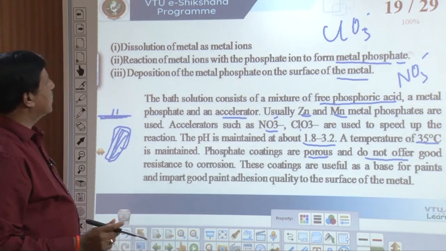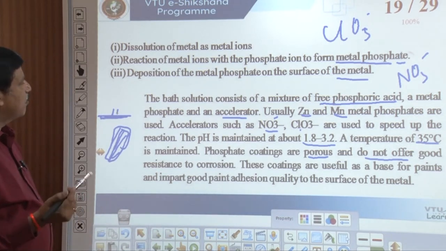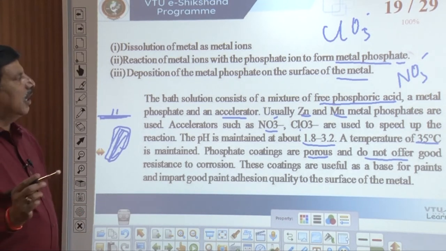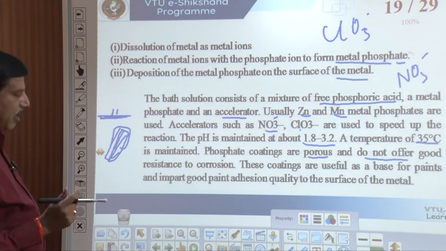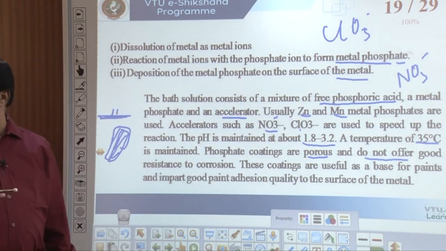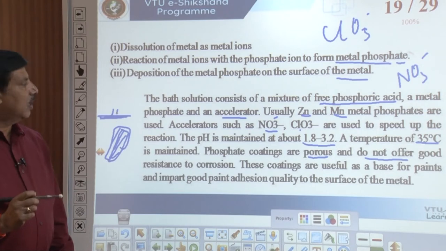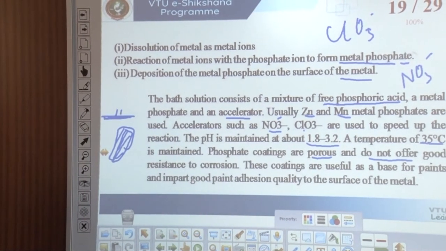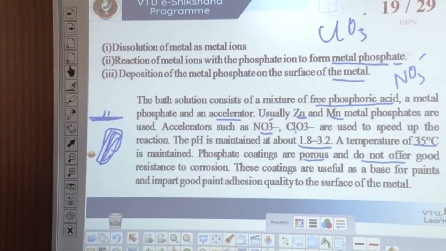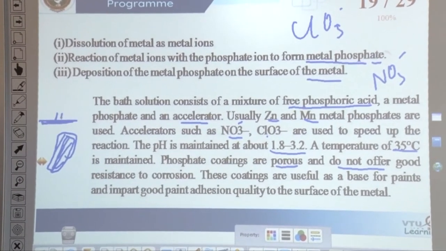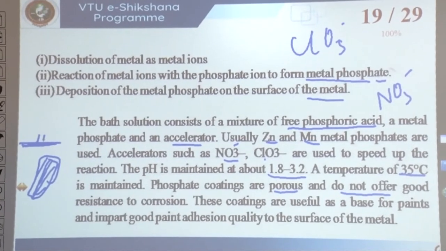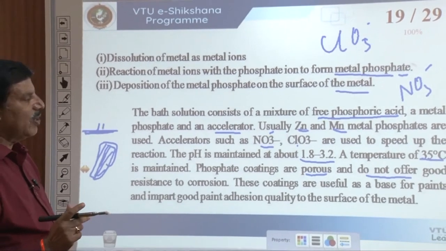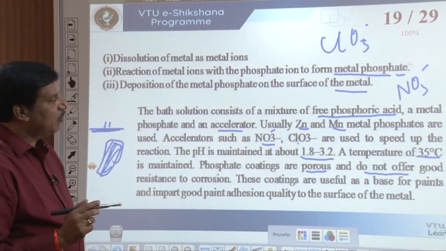As I told you, the process involves dissolution of metal into metal ions, reaction of metal ions with phosphate ion to form metal phosphate, and deposition of metal phosphate on the surface of the metal. The bath solution consists of a mixture of free phosphoric acid, a metal phosphate and an accelerator. Usually zinc and magnesium metal phosphates are used. The pH has to be maintained at 1.8 to 3.2, and the temperature at about 35 degrees Celsius.